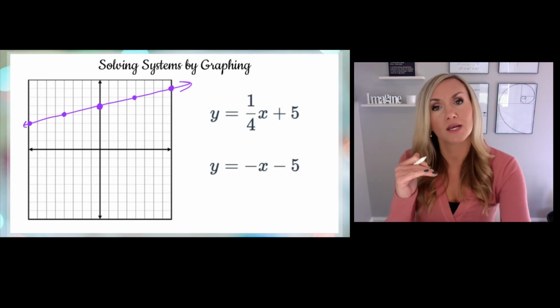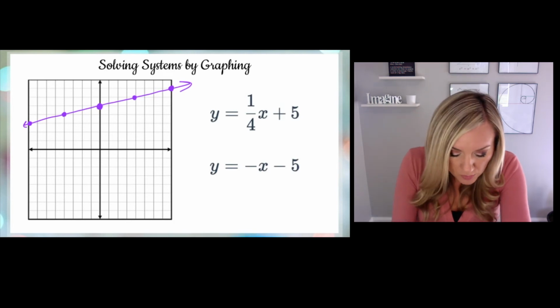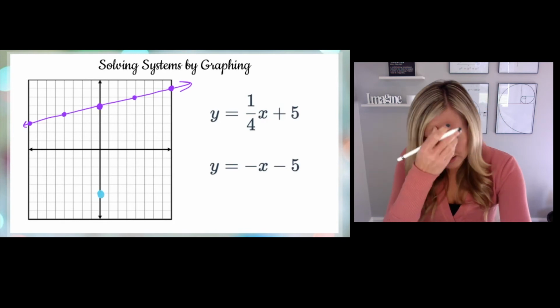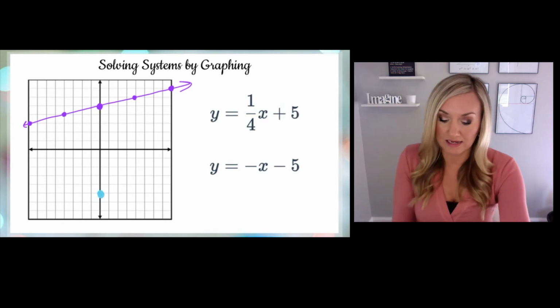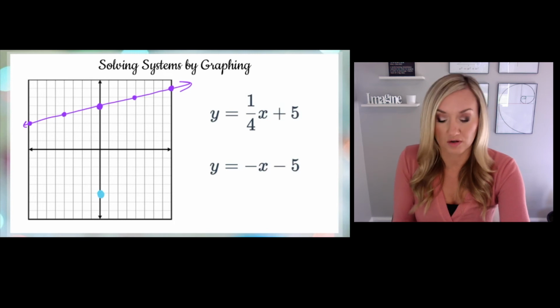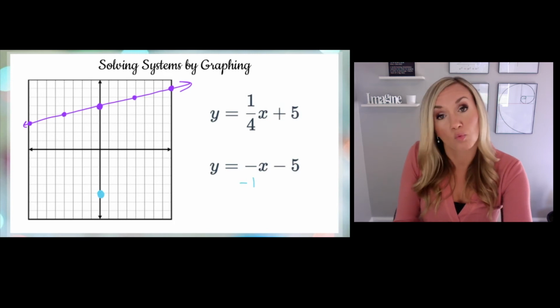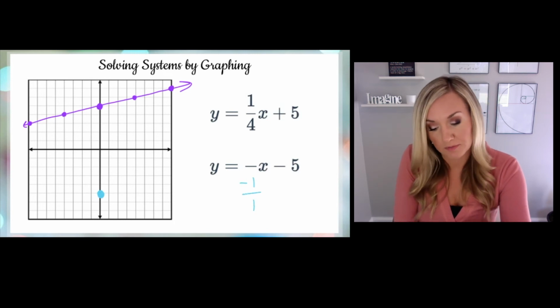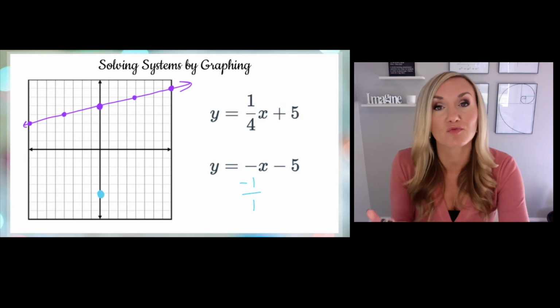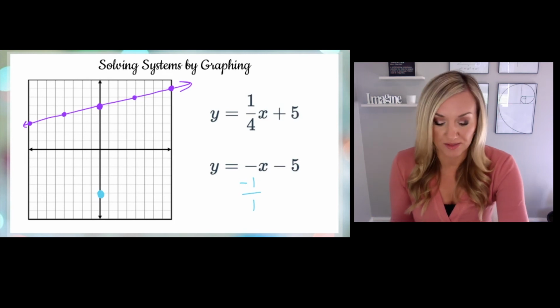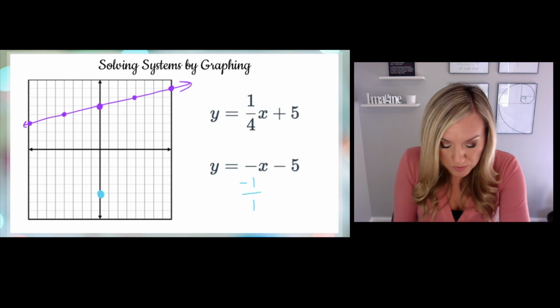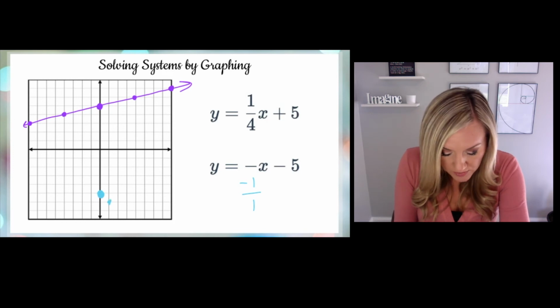So now this one is down 5 from the origin, 1, 2, 3, 4, 5 on the y-axis. And the slope is a negative, the negative that's in front of the x. So really that's a -1. And the slope here would be -1 over 1, because a -1 divided by 1 is just -1. So from that point, we're going to move down 1 over 1, down 1 over 1.